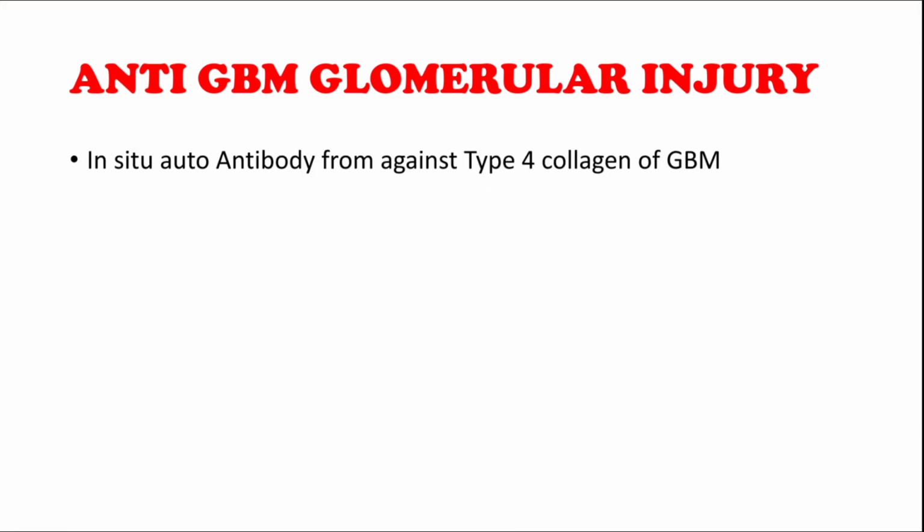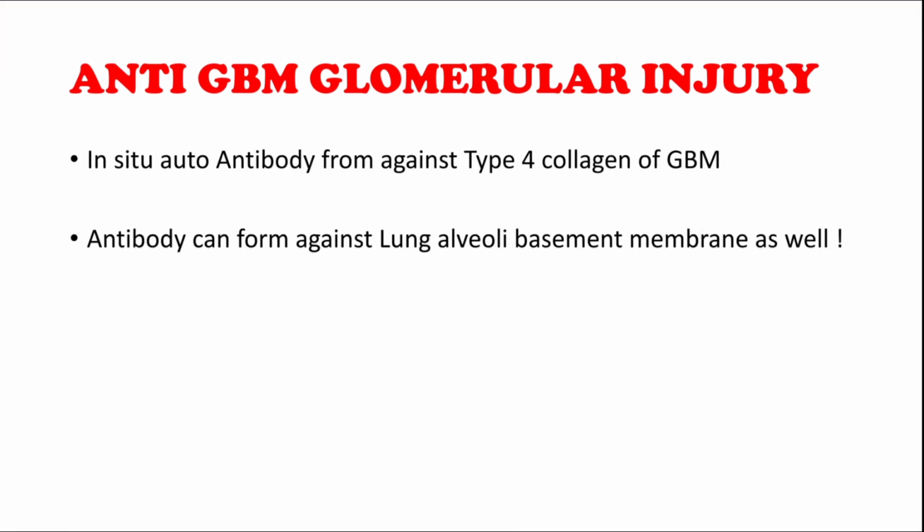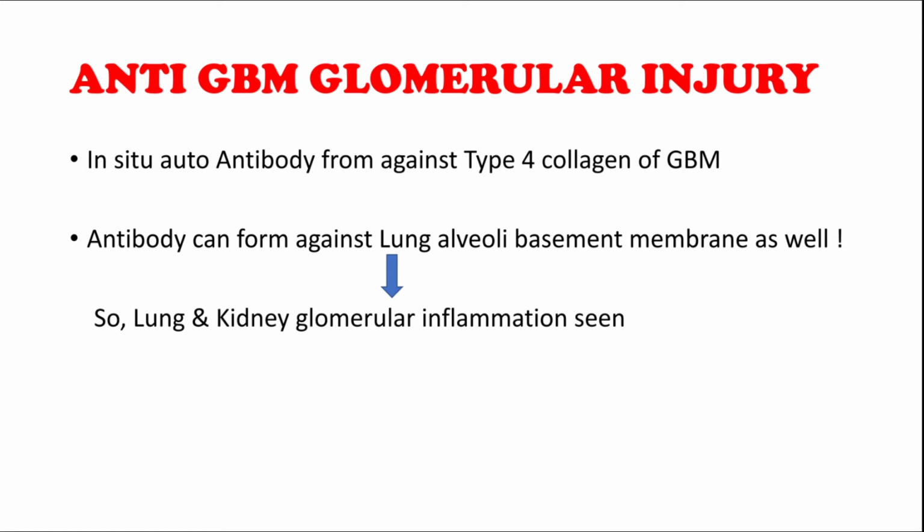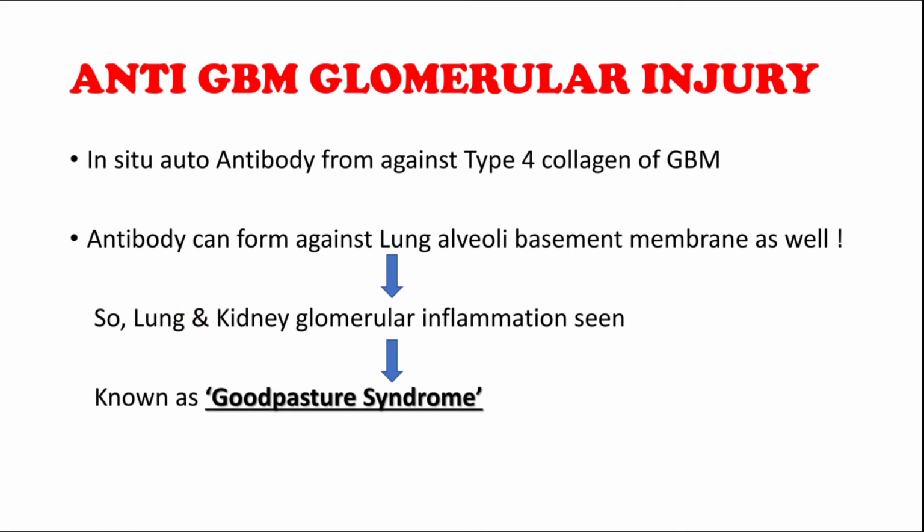So it will damage the glomerulus as well as the lung alveoli, right? So there is kidney and lung inflammation in anti-GBM mediated injury. Because of that, the patient will present with kidney symptoms like hypertension and hematuria, as well as blood in the sputum, which is known as hemoptysis. This particular lung and kidney injury by anti-GBM antibody formation is known as Goodpasture syndrome, right?